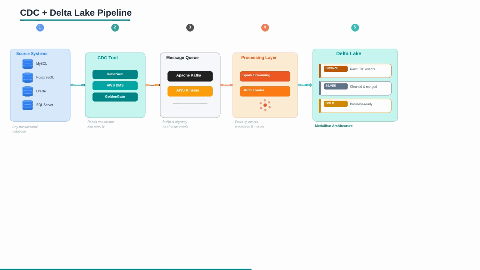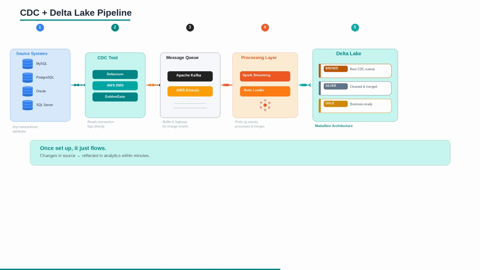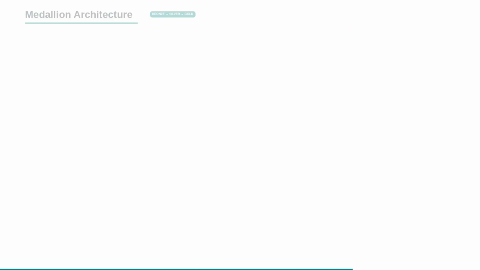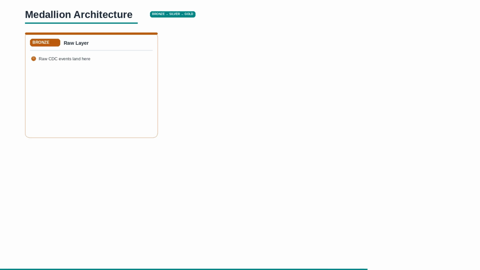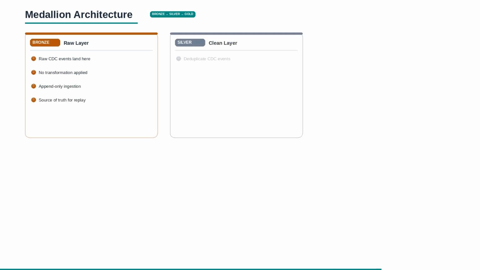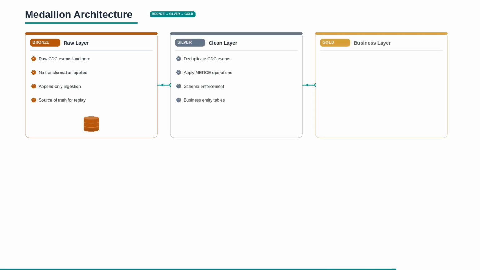Okay. Then you have your processing layer. This is where Spark Structured Streaming or Databricks Auto Loader picks up those change events from Kafka and processes them. Okay. Last one, and finally, you have your Delta Lake tables. Your bronze, silver and gold layers. The raw change lands in bronze, gets cleaned and merged into silver, and gets aggregated for business use in gold.